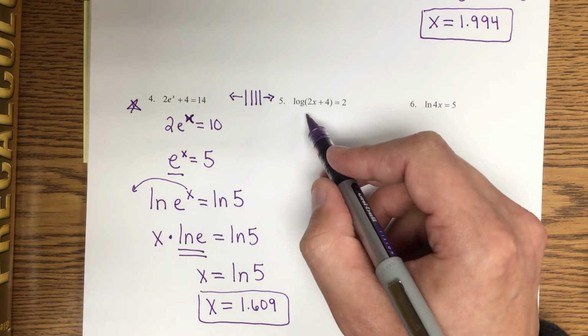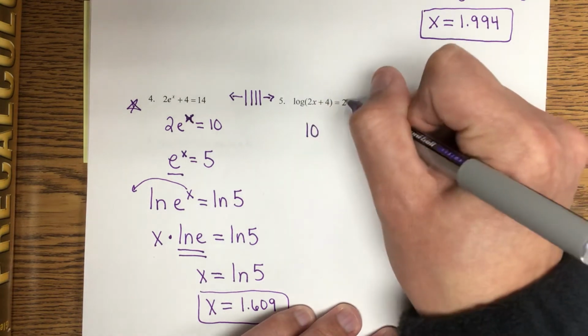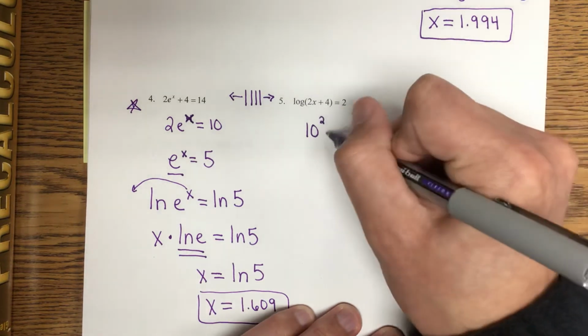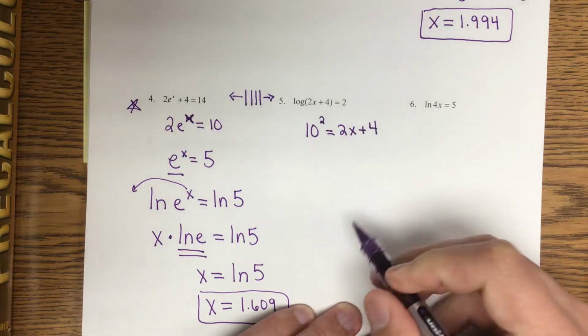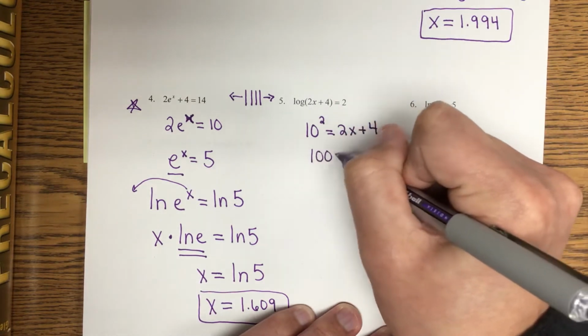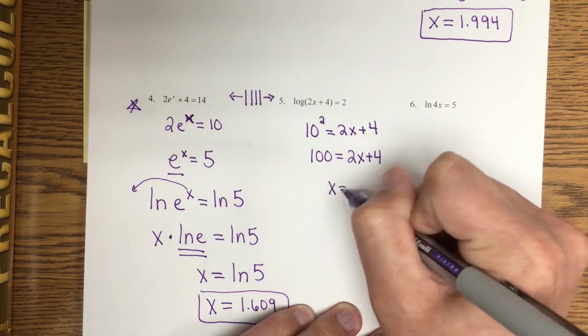For example, number 5, the base on this log is 10. The power on that 10 would be 2, and I would set that equal to 2x plus 4. We've actually seen these problems before, so this would be 100 is equal to 2x plus 4, and then you just solve that for x.